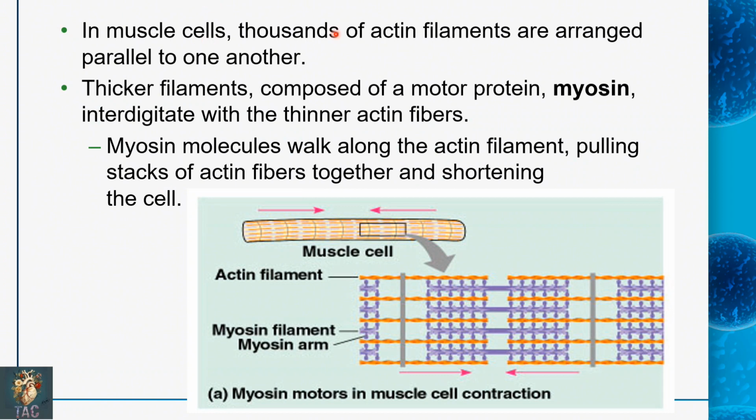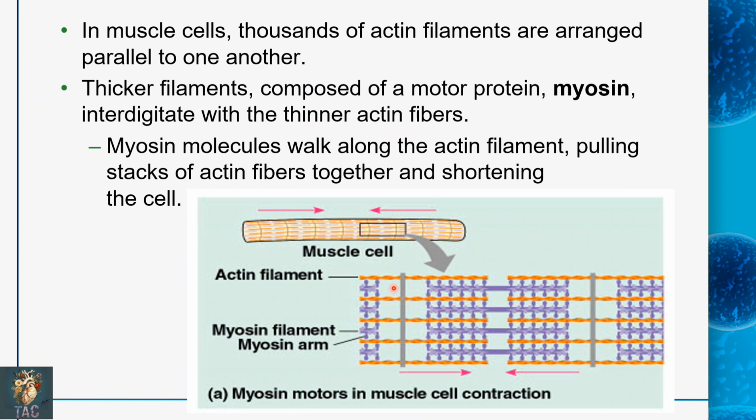In muscle cells, thousands of actin filaments are arranged parallel to one another. The thicker filaments are composed of the motor protein myosin. So here the actin binding protein in muscle cell is myosin. It interdigitates with the thinner actin filaments.